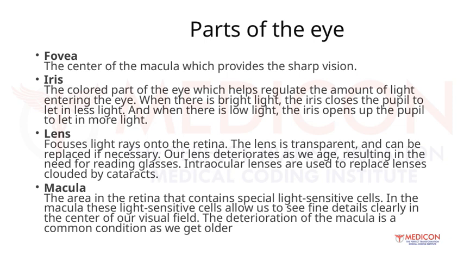Finally, let's talk about the macula. This is a small area within the retina that contains special light-sensitive cells. These cells are responsible for our central vision and allow us to see fine details clearly in the center of our visual field. As we get older, the macula can deteriorate, leading to issues like age-related macular degeneration, which affects our ability to see fine details. Understanding these parts and their functions is key to appreciating how our eyes work to give us the rich, detailed vision we often take for granted.